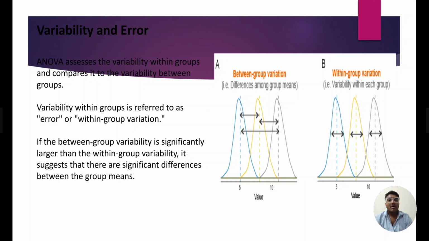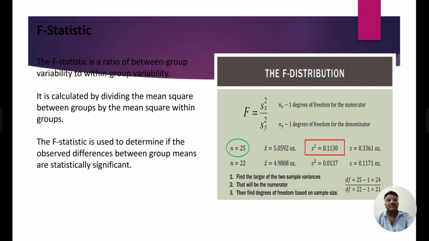Variability and error. ANOVA assesses the variability within groups and compares it to the variability between groups. Variability within groups is referred to as error or within-group variation. If the between-group variability is significantly larger than the within-group variability, it suggests that there are significant differences between the group means.